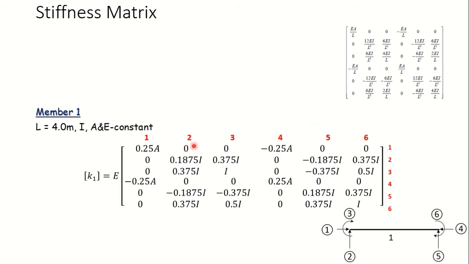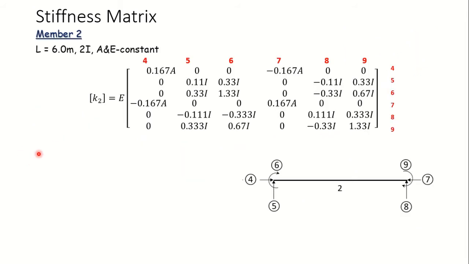and we go on substituting the values of I and A in this matrix, and we'll be able to get the element stiffness matrix for this first element K1. Okay, so 3 plus 3, 6 degrees of freedom, so we have a matrix of 6 by 6 over here. So this will be the element stiffness matrix for the first member.